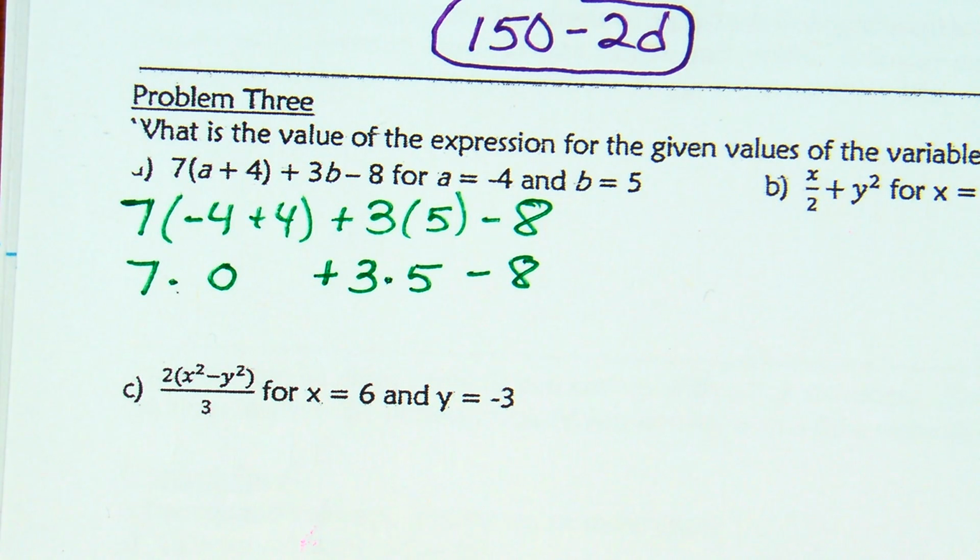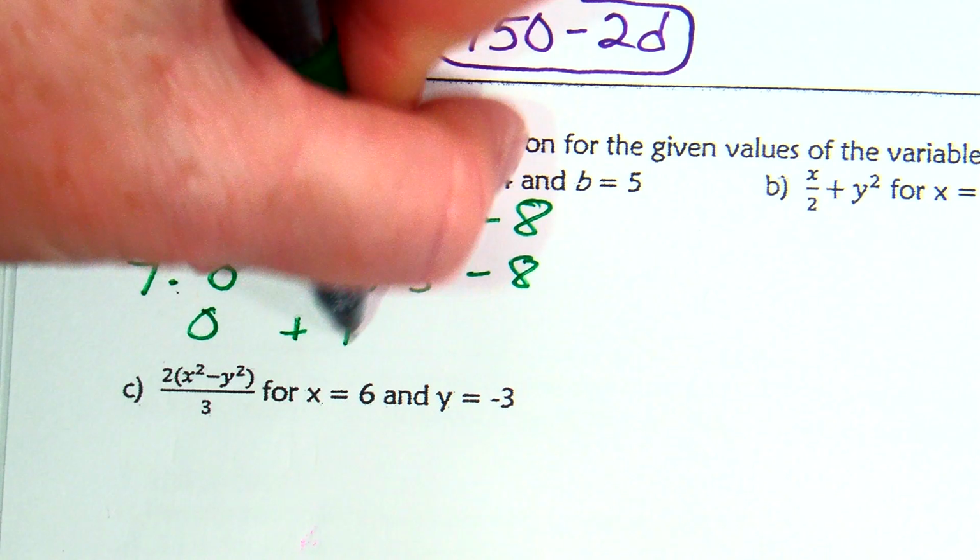7 times 0 is 0. 3 times 5? 15. 15 minus 8. 0 plus 15 minus 8 is going to result in 7.